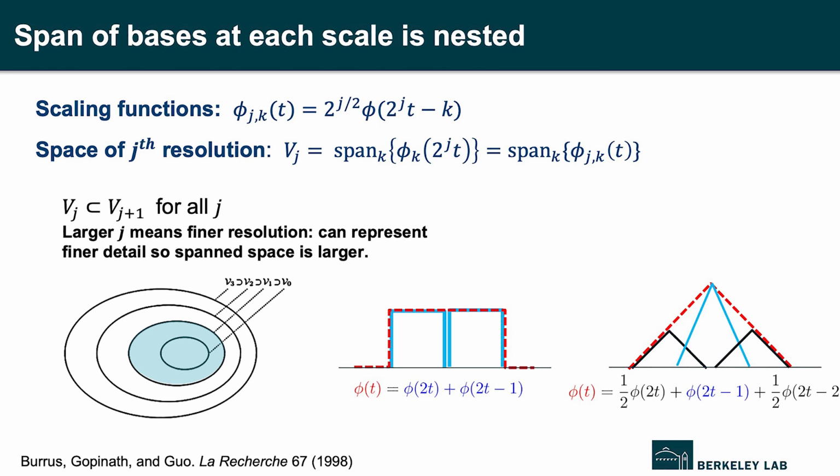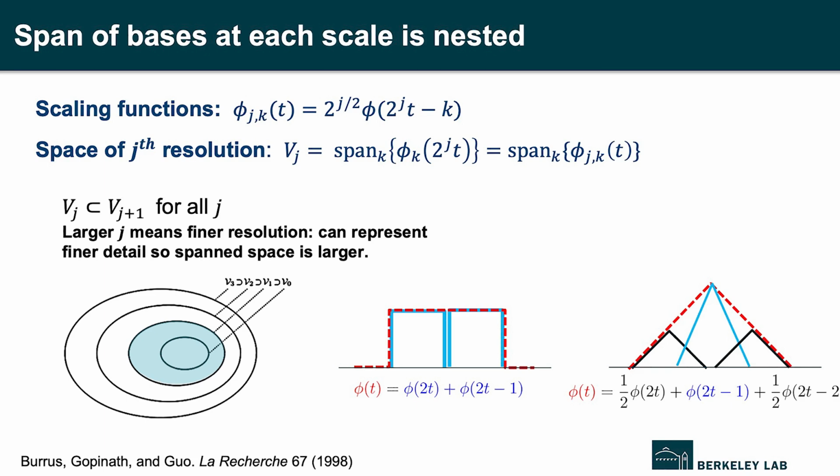Here's a simpler example; you can focus on the figure in the middle. Our scaling function is just a rectangle, and the blue are the scaling functions at resolution j equals 2. Combining two of them together gives you the scaling function at j equals 1, which is the red dashed curve. You can see the same thing with the triangle basis function.